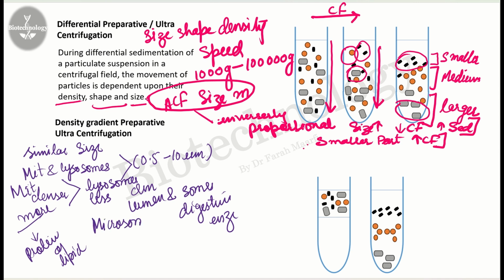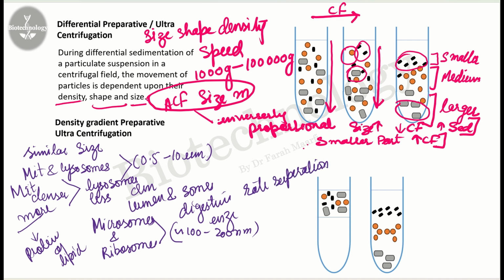Another example is the two types of ribosomes. They both are of almost the same size, 100 to 200 nanometer. There are many other examples also; these are just a few of them. So here comes the role of density gradient preparative ultracentrifugation. It works on two methodologies, that is the rate separation method and the equilibrium method.